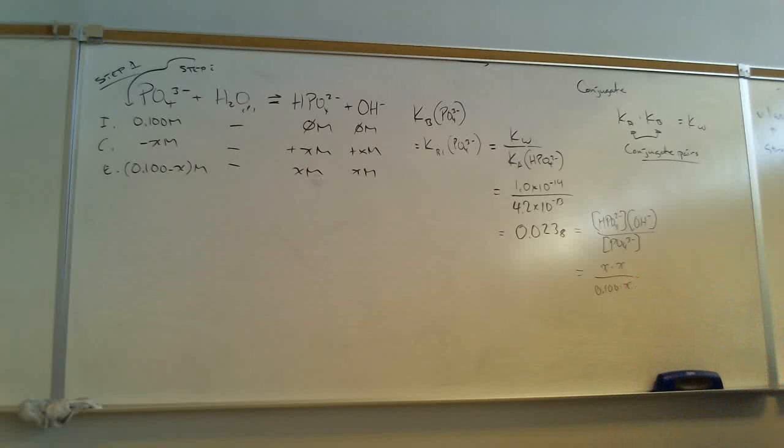So it'd be 0.0238 times 0.1, take the square root of that, and that gives us an x of 0.0487. You should be able to calculate the percentage in your head. There's 100 parts minus 48.7. So there's a 48.7% change. Is it valid? No. So the assumption fails.